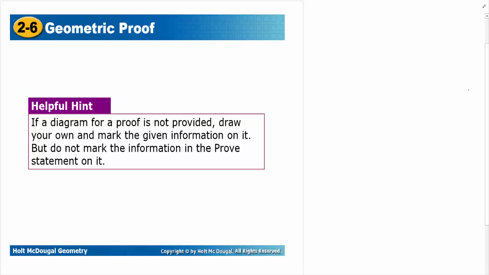Alright, final little hint before we get into our worksheet. If a diagram for a proof is not provided, draw your own and mark the information on it. Long story short, if there's a picture, use it. If there's no picture, draw a picture. That's why it's there. It's there for you to use as a visual aid, and as you're working through a proof, to label it to help you figure out the next step.